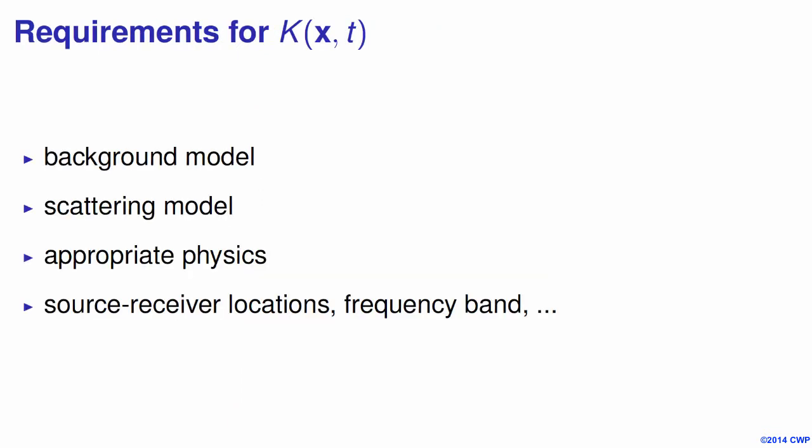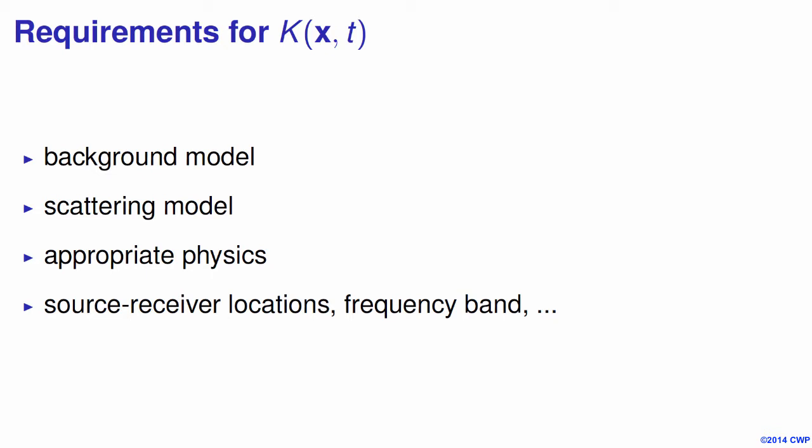What do we need to compute the sensitivity kernel? As in most geophysical processes, we need a background model. This can be a background velocity model or background impedance model, or this can be a very smooth velocity model with layers. Also, we need to use the appropriate physics. If we have attenuation and anisotropy, we need to include that in our process. I also need other information like source receiver locations and the accurate bandwidth to compute.